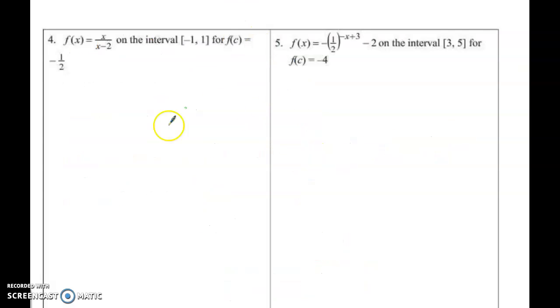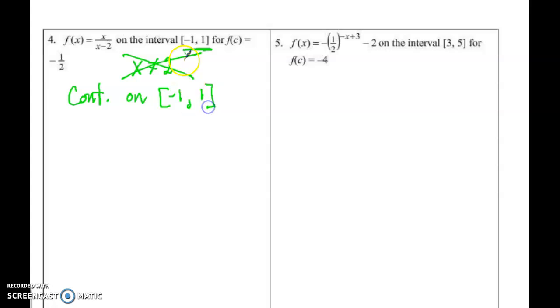Just moving forward, I think it's just more of the same thing. Sorry if yours didn't print off the way mine is supposed to look, but anyway. The only issue with this is that x cannot equal 2, because then we'd be dividing by 0, but 2 is not within this interval, so we can sort of ignore that statement. This rational function is continuous on the closed interval, so we're good to move forward.